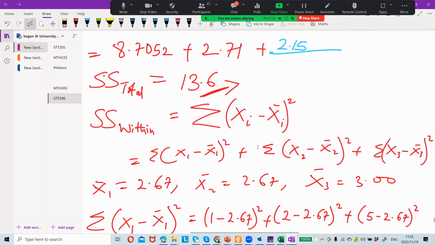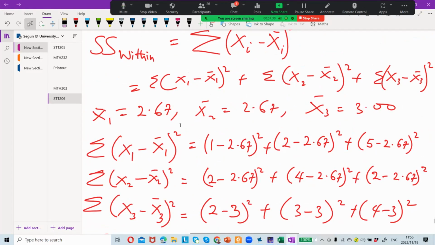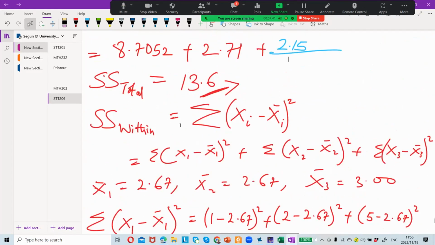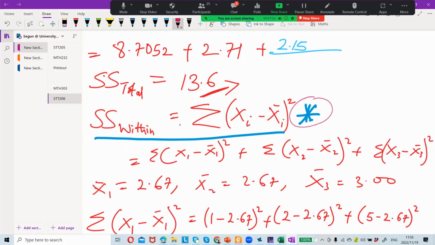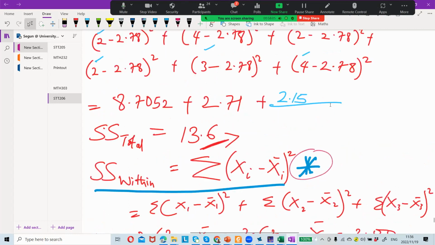Yes, sir. Now, we will do the same thing for within. Within means all these things we are talking about. This is within. What it simply means is this particular value, we already have the average of each. Which is this?